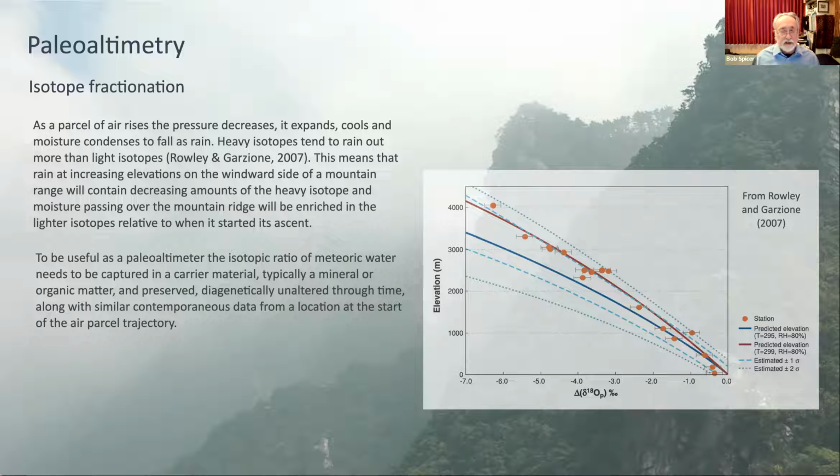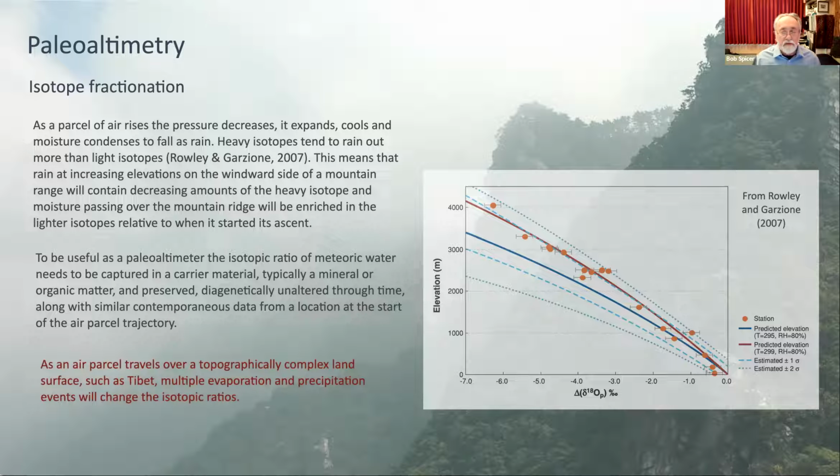And this relationship can be used to interpret ancient climate, provided that the isotopes in the rainwater are converted to a mineral, like a carbonate, with the same ratio, and that mineral remains unaltered through time, so that when it's analyzed, we get a good idea of the ancient meteoric water isotopic composition.